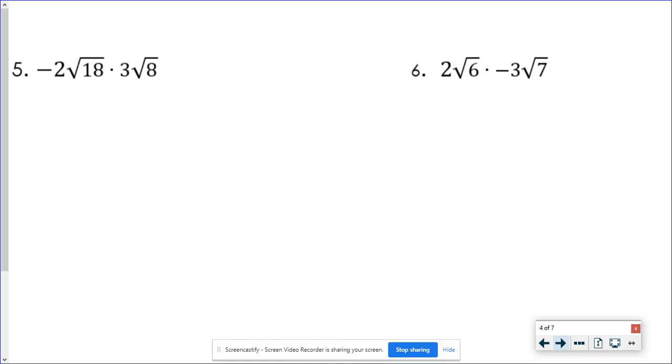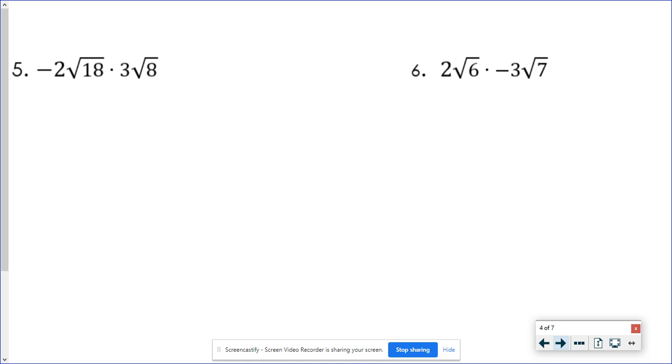In number 5, again, I have numbers on the outside of the radical. That -2 and the +3, those are just going to pull out in front. The 18 times 8, if you multiplied 18 times 8, you do actually get a really nice number that probably most people wouldn't check, because I just said you don't really have to multiply them together. 18 times 8, not super easy to do in your head.